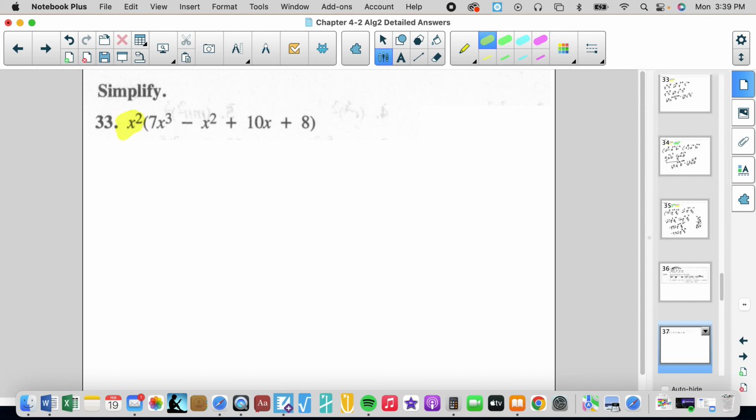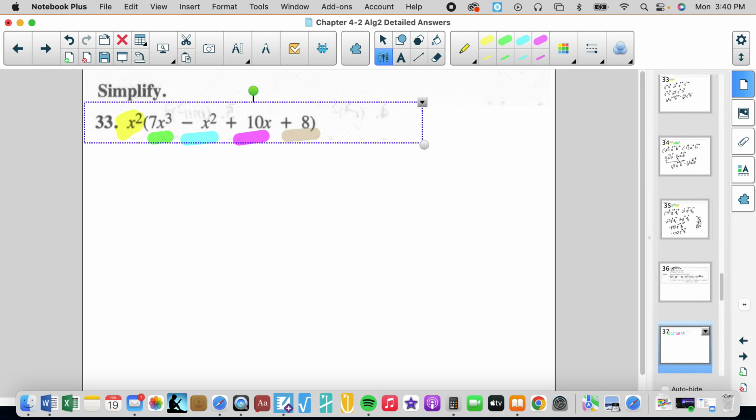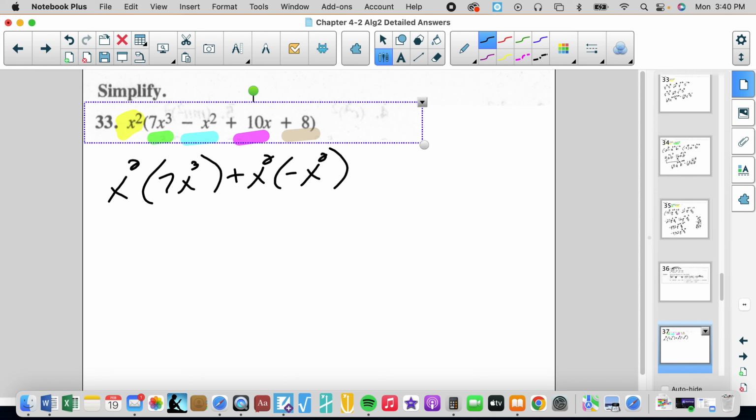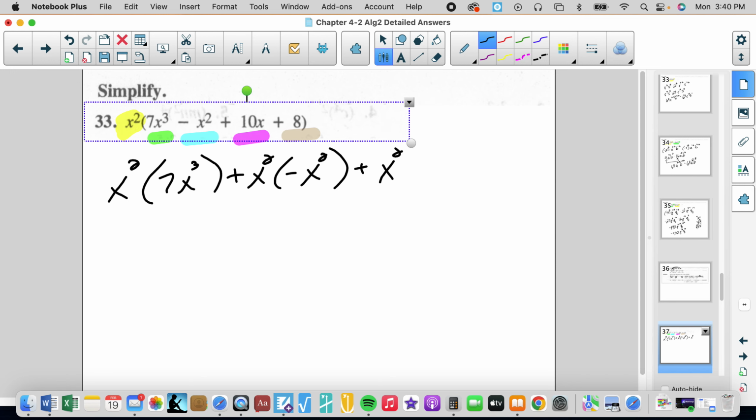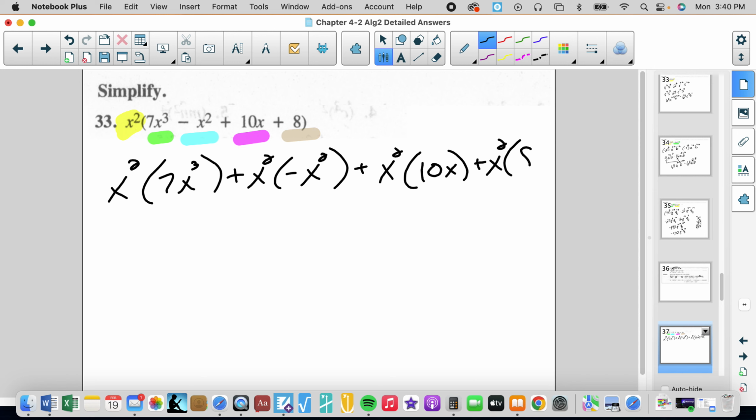We're going to distribute x to the 2nd into each of these 3 terms. That is 7x to the 3rd. That's -x squared. That is positive 10x. And that is positive 8. So we will see each of those terms: x squared times 7x cubed, plus x squared times minus x squared, plus x squared distributing to 10x, plus x squared to 8.